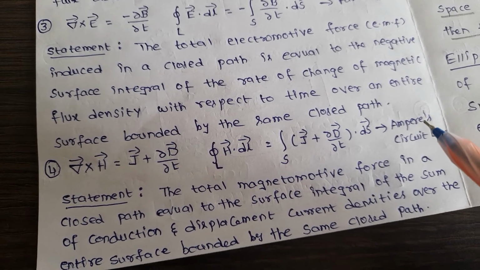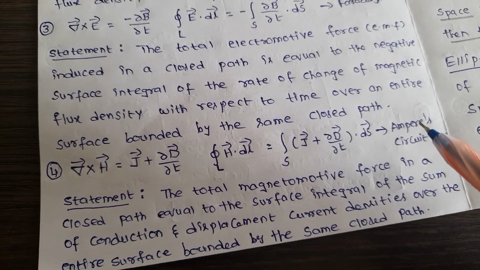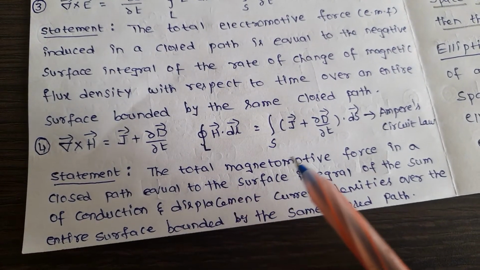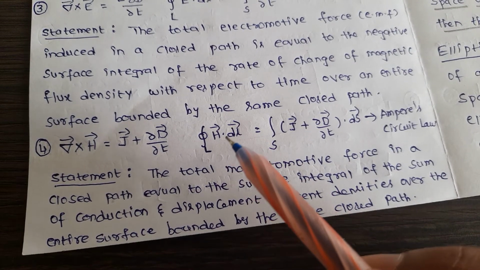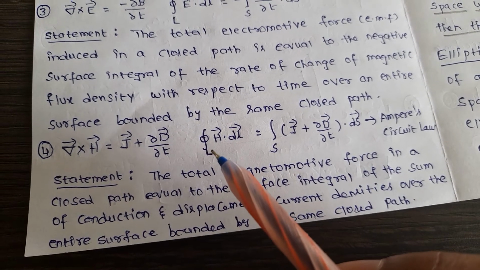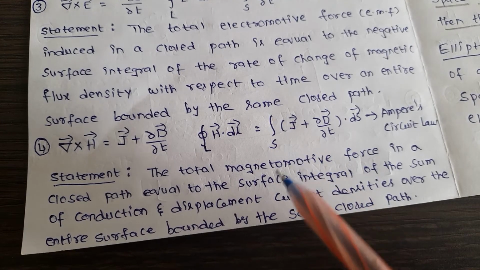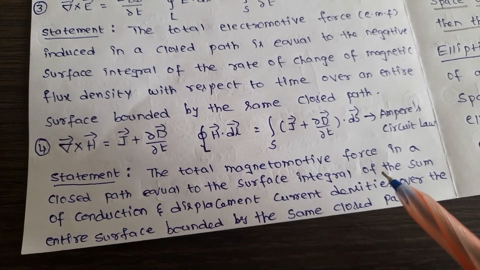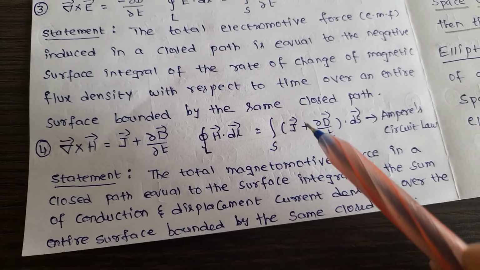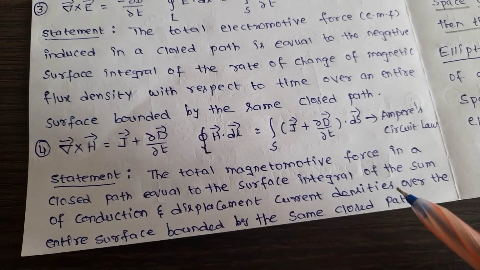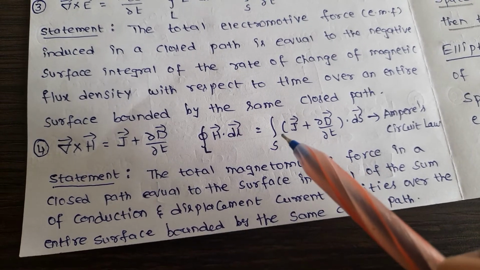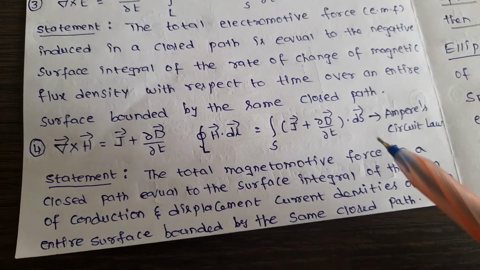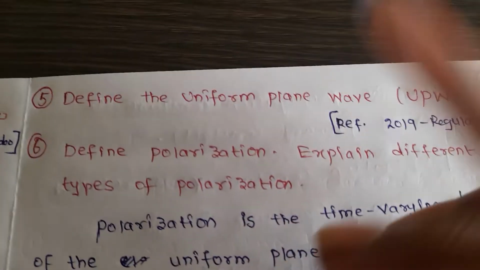Actually it is from modified Ampere's circuit law. The modification is done by Maxwell's. Here the total magnetomotive force in a closed path is equal to the surface integral of the sum of conduction and displacement current densities over the entire surface bounded by the same closed path. Is it clear? Now coming back to the next question.